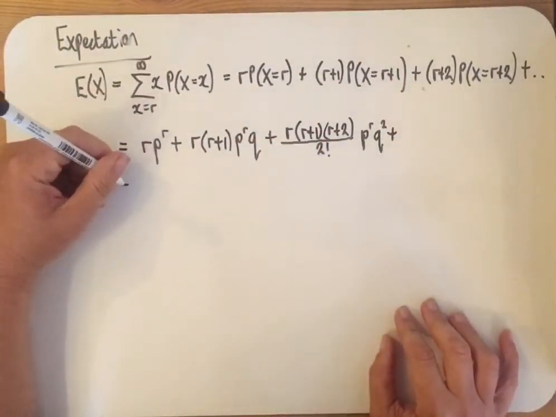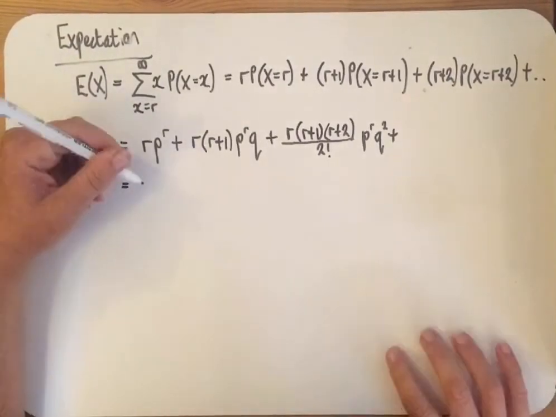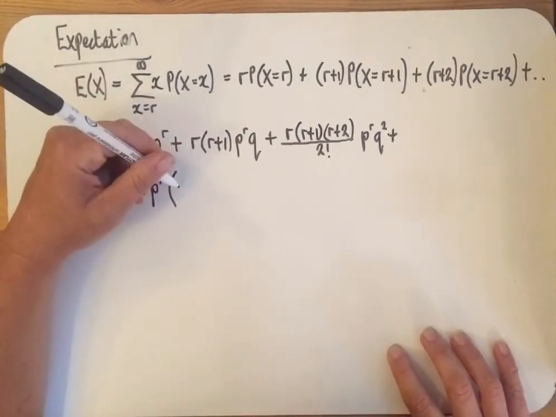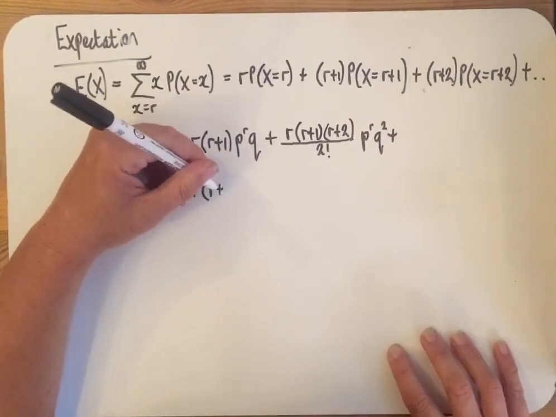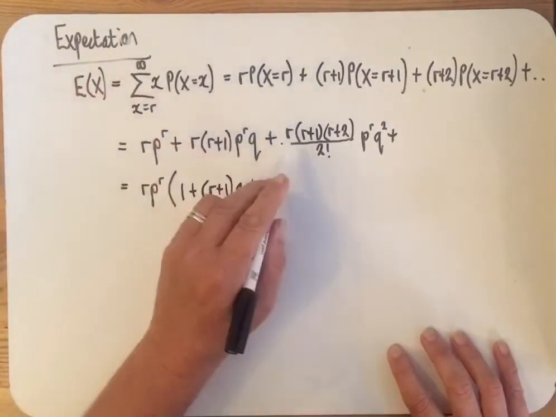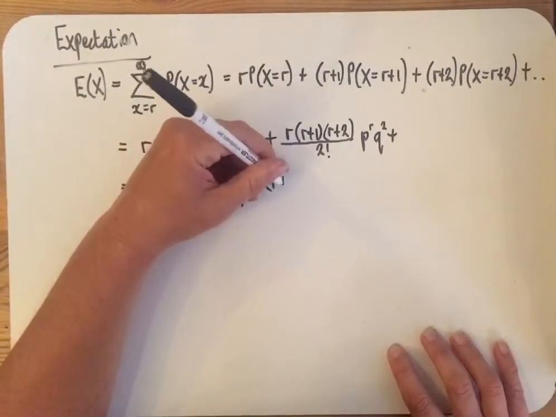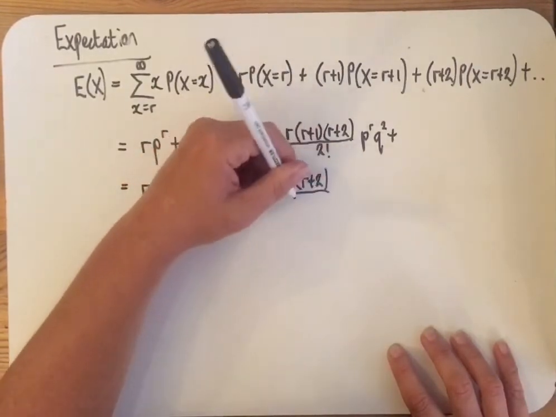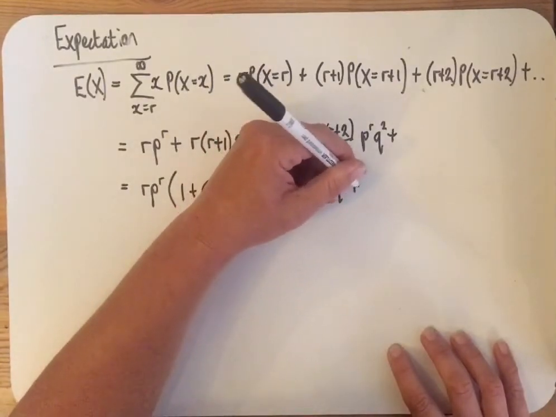If I pull out r p to the r, because I've got that all the way through as a factor, then I end up with 1 plus r plus 1 q plus, so I'm taking r p to the r out, which leaves me with r plus 1, r plus 2 over 2 factorial q squared, plus.